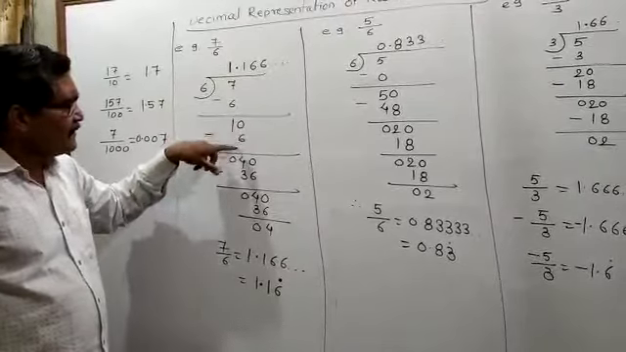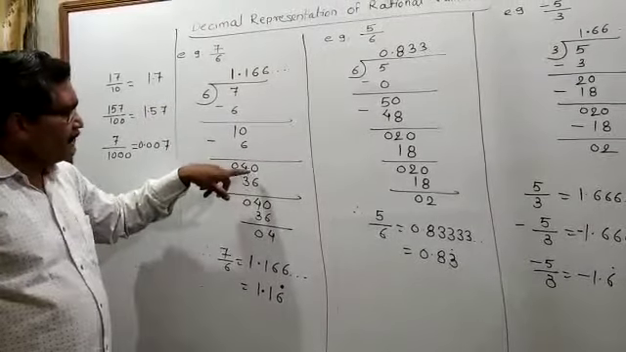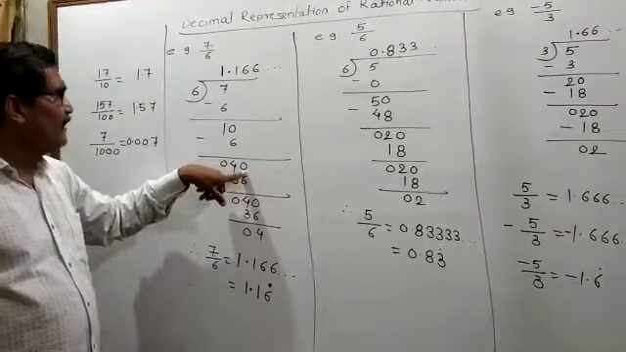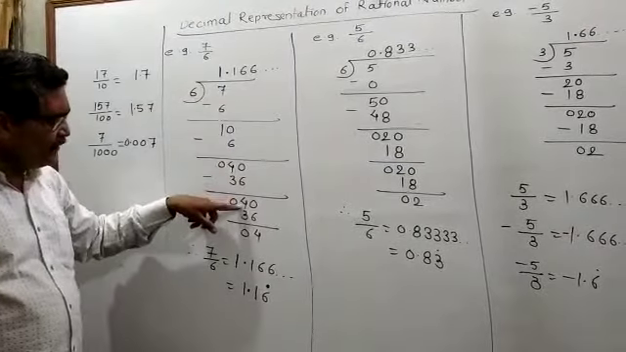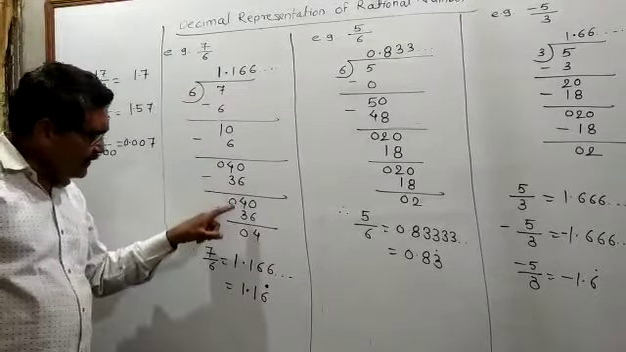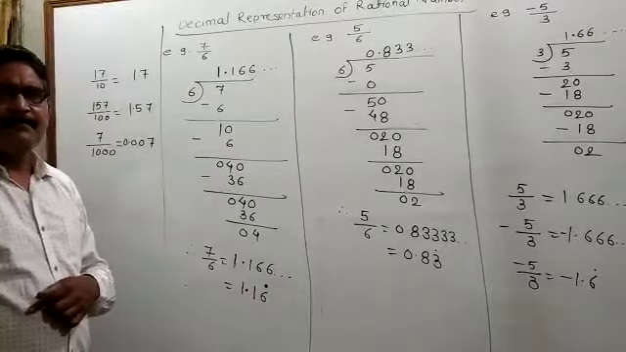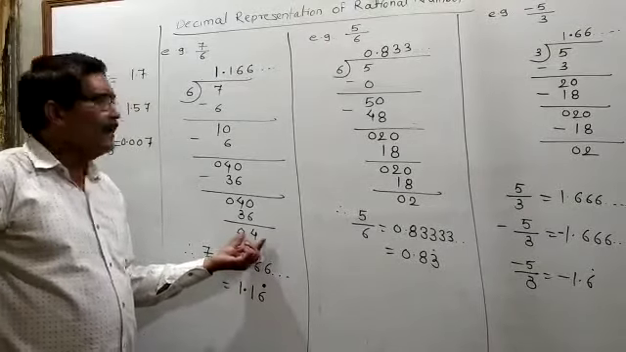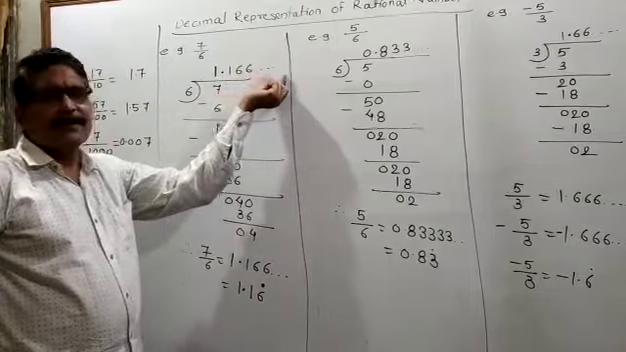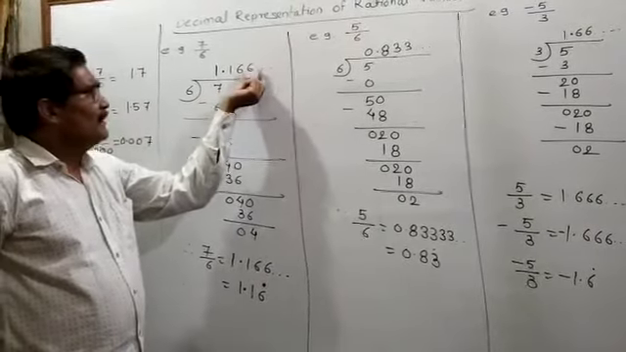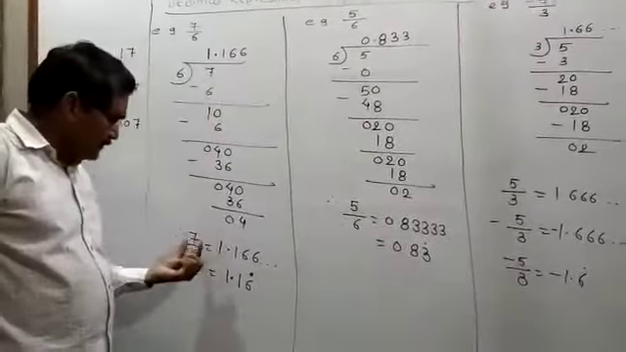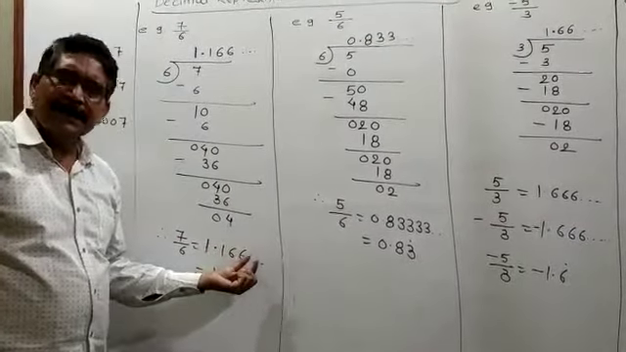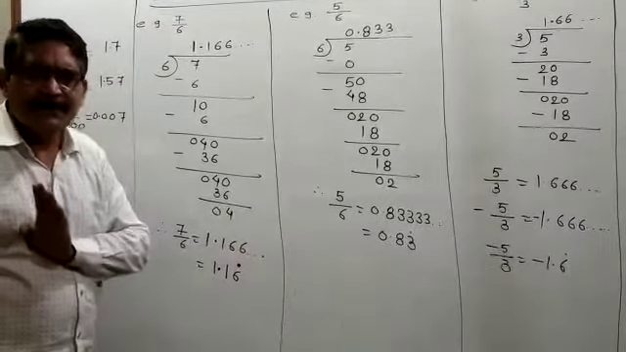6 1s are 6, then 4 will remain. Again due to the decimal point 0 will come here. This is 40 and 6 6s are 36. Again 4 will remain. If you observe, in each and every step 4 will remain, and the 6 will repeat continuously. So 7 upon 6 is equal to 1.166 recurring. Means 6 is repeating, that is called recurring.